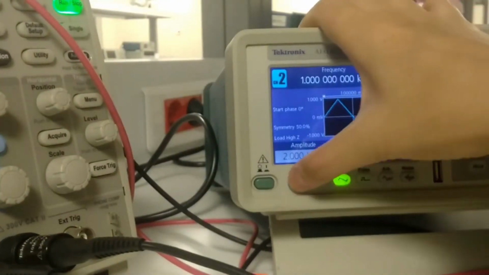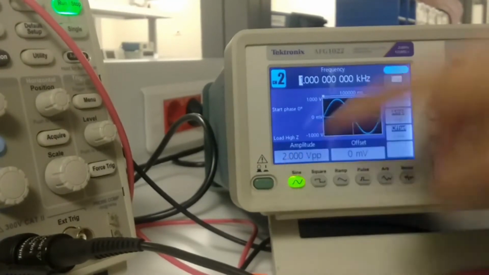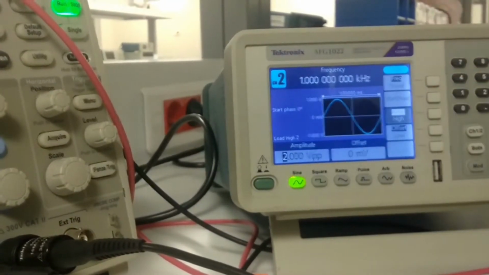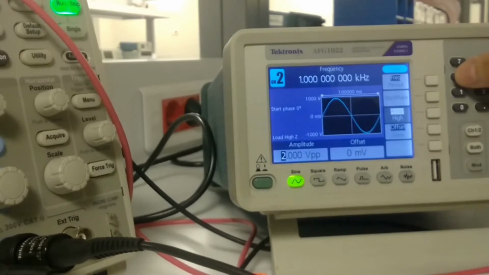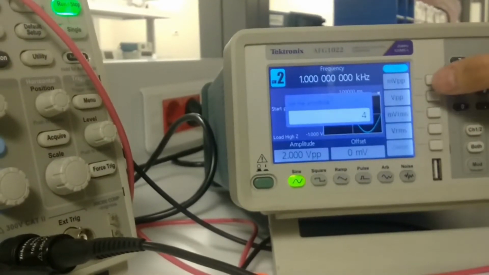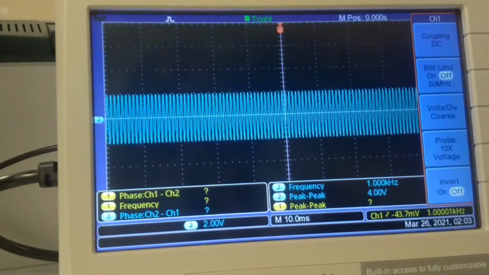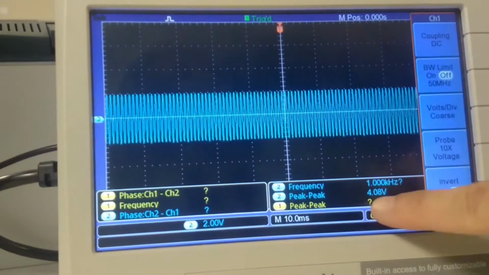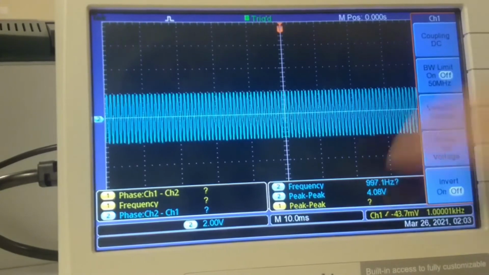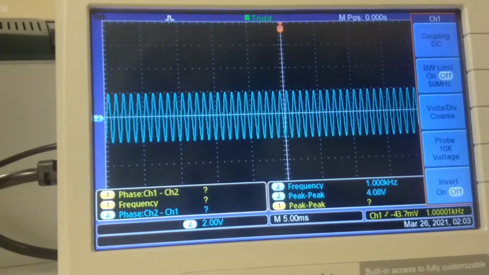Now we will change the voltage into 4 V peak to peak, and then theoretically we should get 3 dB Vrms.